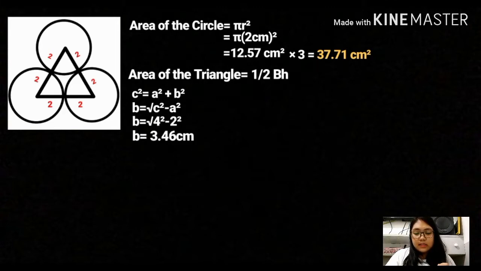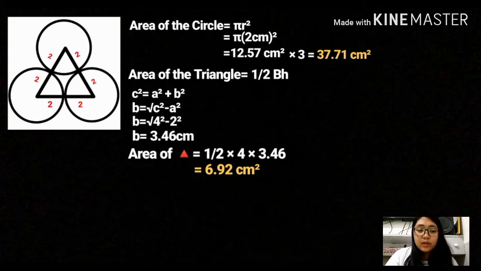The c squared will be 4 squared, and the a squared will be 2 squared. And then put that on your calculator. Put the square root of 4 squared minus 2 squared in your calculator. You'll get 3.46 centimeters. And then after getting the height, you can now solve for the area of the triangle. So 1/2 times the base 4 times the height, which is 3.46, you'll get 6.92 centimeters squared. And that will be the area of your triangle.